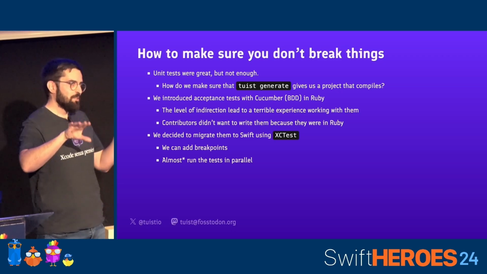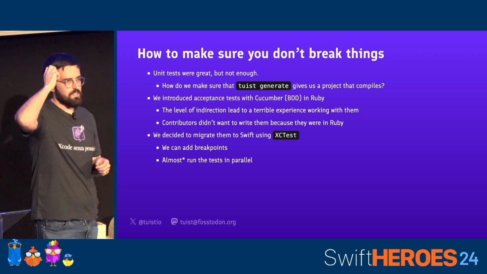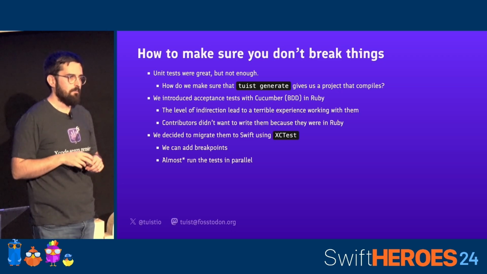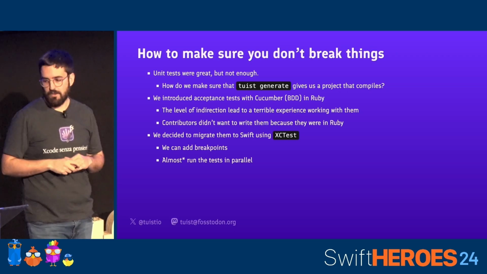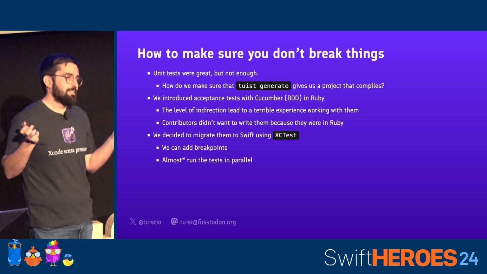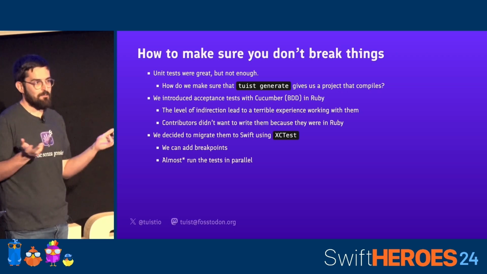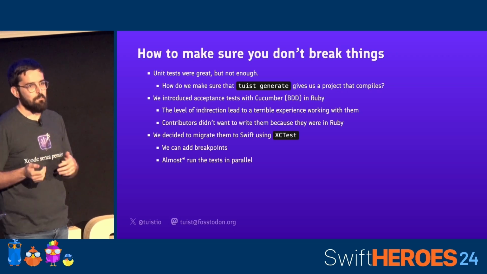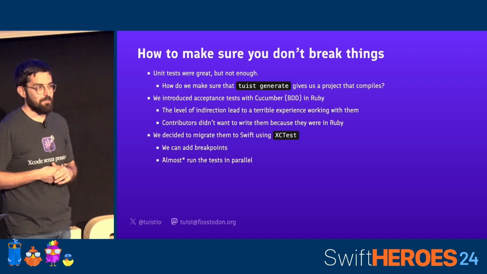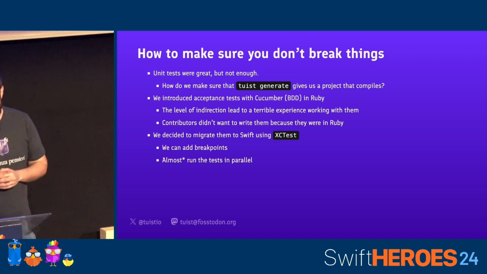So we started doing this with Cucumber, which is a Ruby testing framework that follows the BDD testing approach. The only thing is that we chose Ruby. And if you remember, we chose Swift to make it easier for contributors to contribute, and suddenly you put in Ruby. Of course, no one wanted to write a single test. That was kind of annoying.